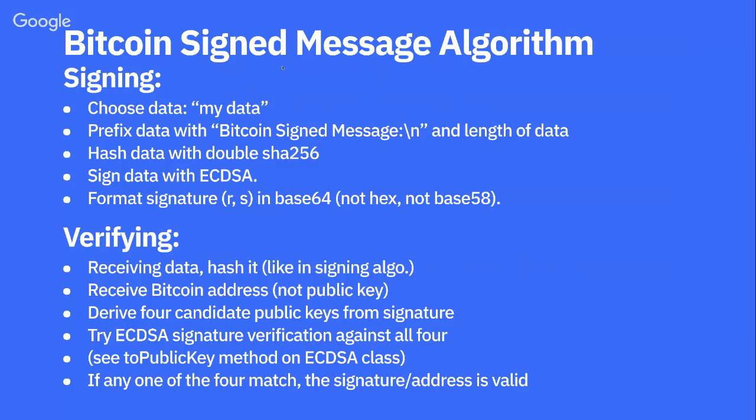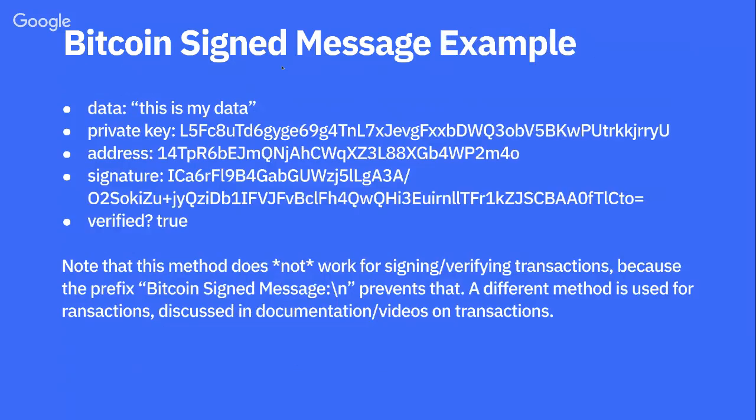And then finally, that's basically it. So you make sure that the candidate public key matches the address. And if the public key matches the address, and the signature matches the data in the public key, then everything's valid, and that's it. So here's an example where I used the Bitcoin signed message class inside BSV to actually sign something. So I started with my data, and then I had a private key, I generated the address that corresponds to that, and I produced a signature, and then I ran it through the verification algorithm, and it returned true.